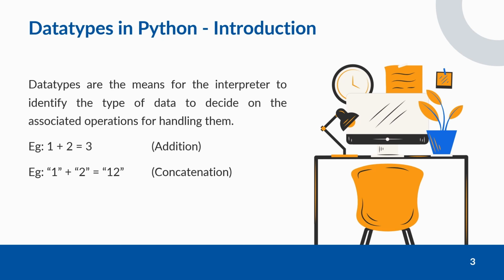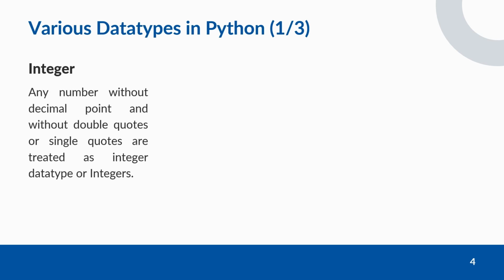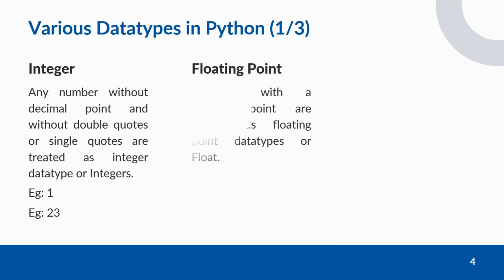In this video, we will be dealing with the eight most commonly used data types, which are as follows. An integer. Like in mathematics, both positive and negative numerical quantities without a fractional part come under integers. For example, 1 and 23 as shown here. A floating point data type. Both positive and negative decimals are referred to as a floating point data type or a float in short. For example, 23.98 and 1.6.